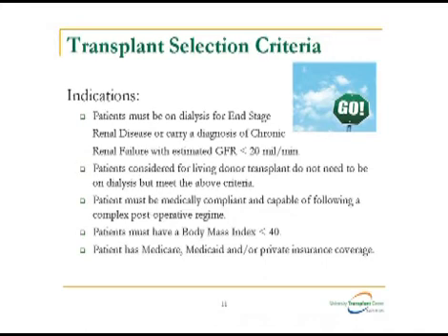Patients must be medically compliant and capable of following a complex post-operative regime. Basically, that means if a patient is not compliant with their dialysis, not compliant with their follow-up with their physicians, now, the expectations may be that they're not going to be compliant with their regime once transplanted. So it's important that we know up front that these patients are doing exactly what they need to be doing. Patients must have a body mass index of less than 40. The body mass index is calculated based on an individual's height and weight.